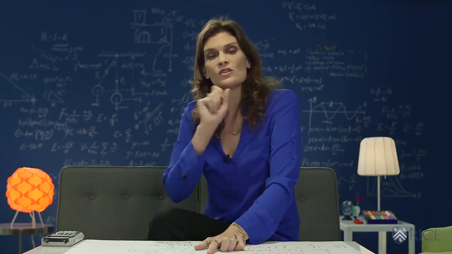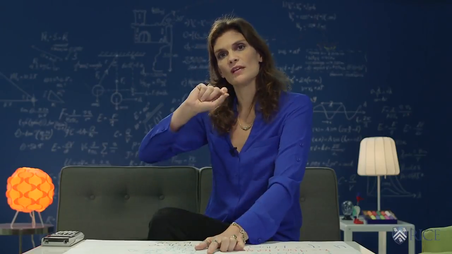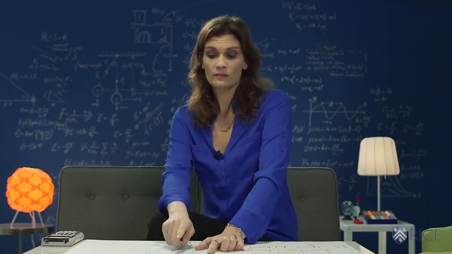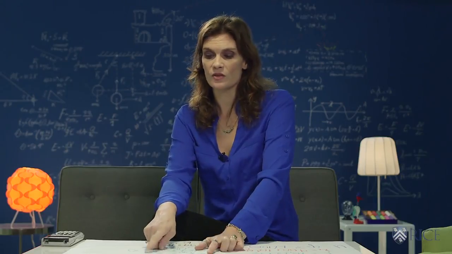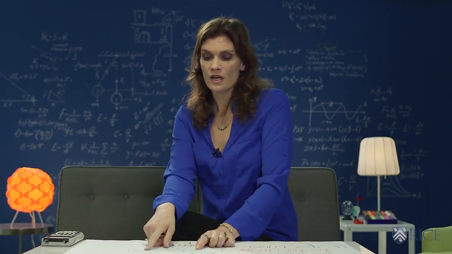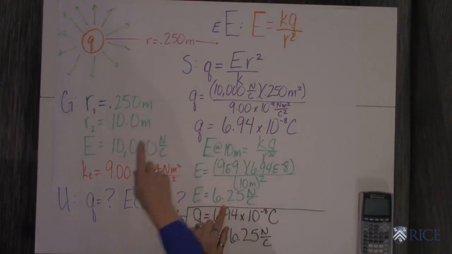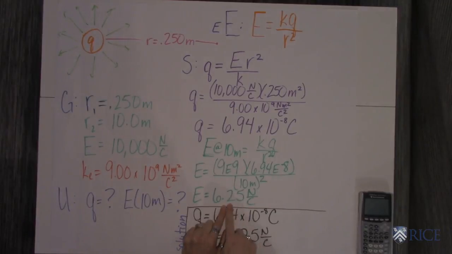But then it says, okay, what happens if you actually move 10 meters away and measure it? Still have the same charge, right? So it's kq over r squared still. And then you put the 10 down here in the denominator. And you go from a 10,000 newton per coulomb electric field to a 6.25 newton per coulomb electric field.